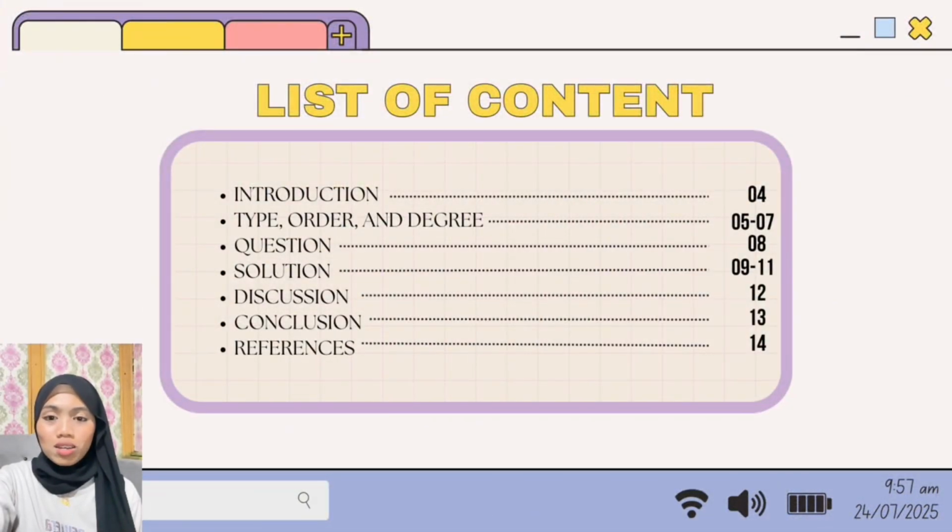So this is our list of content. First, we start with introduction on page 4. And then, we have types of ODE, order of ODE, and degree of ODE on page 5 until 7. And then we have a question on page 8. And then we have solution of the question on page 9 until 11. And then on page 12, we have discussion. And then we have conclusion on page 13. And lastly, we have reference on page 14.